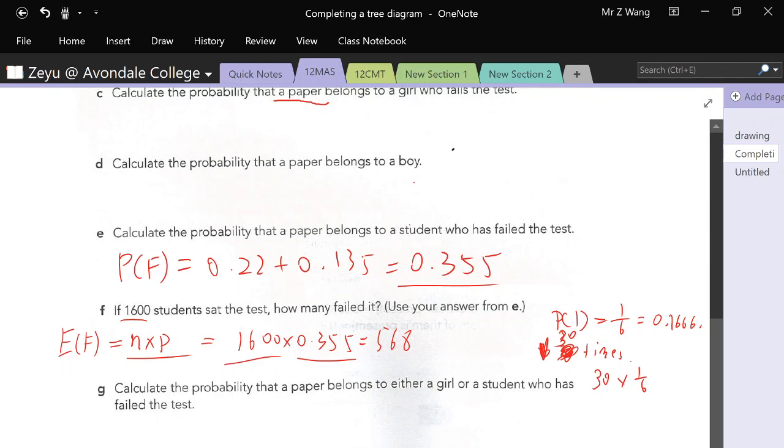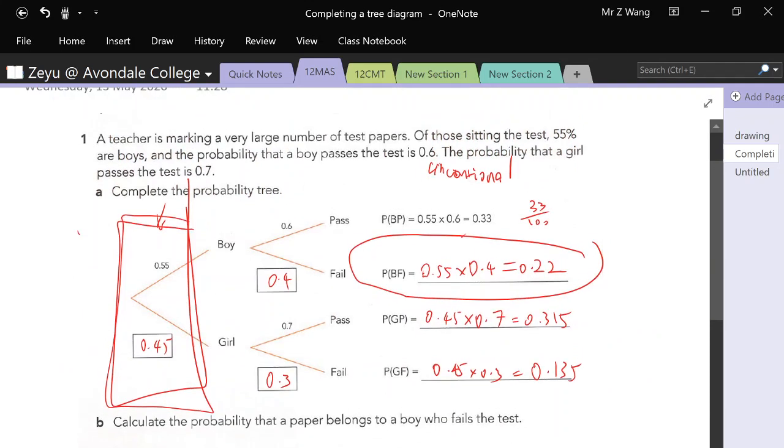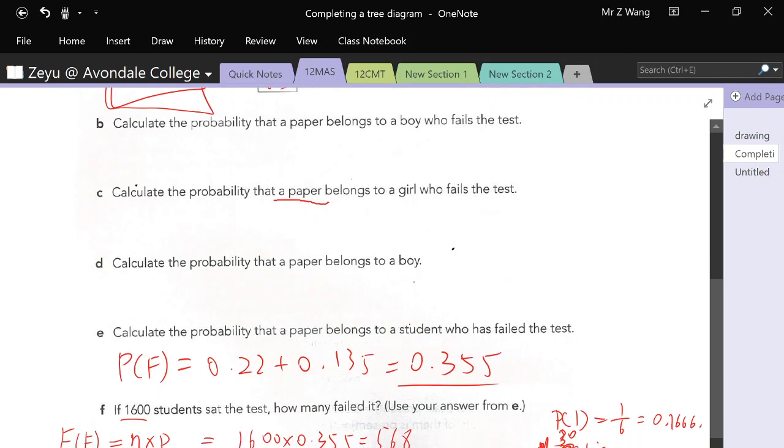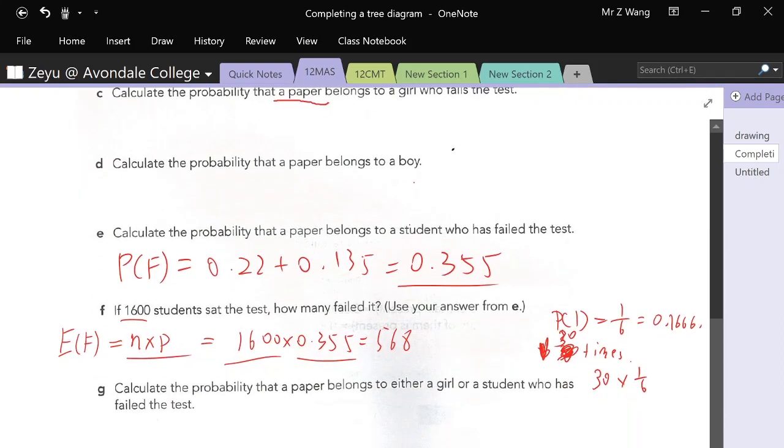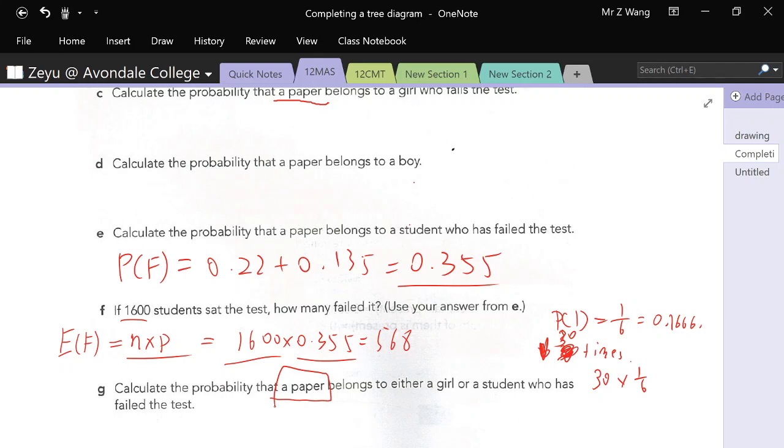Okay, now calculate the probability that a paper belongs to either a girl or a student who has failed the test. Either a girl or a student who has failed the test. Is it conditional or unconditional? Look at it again, right? Paper belongs to either a girl or a student who fails the test. I think overall it would be unconditional.